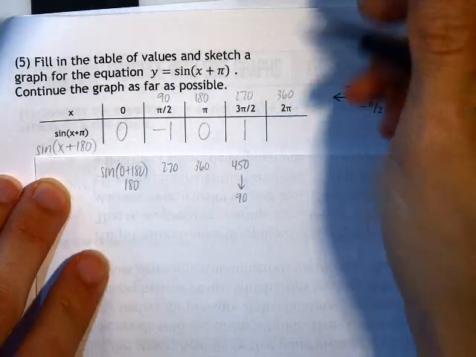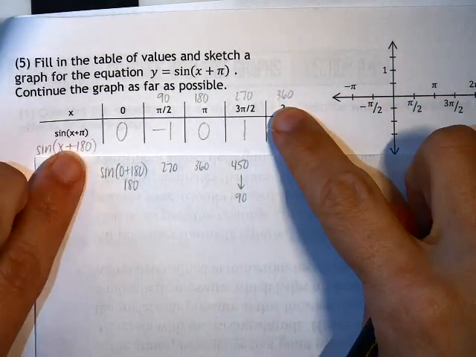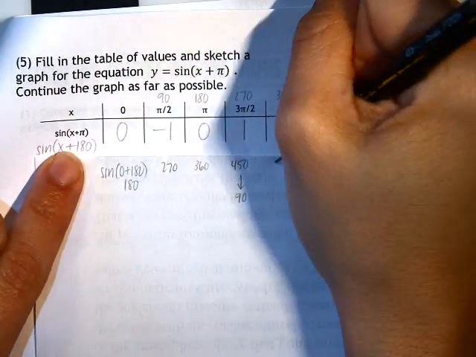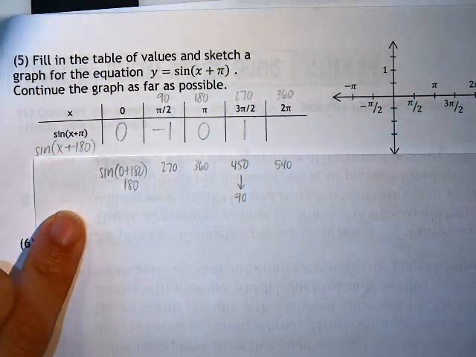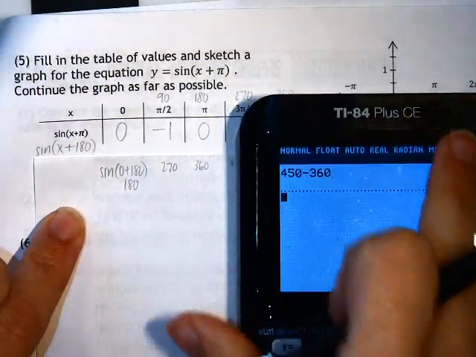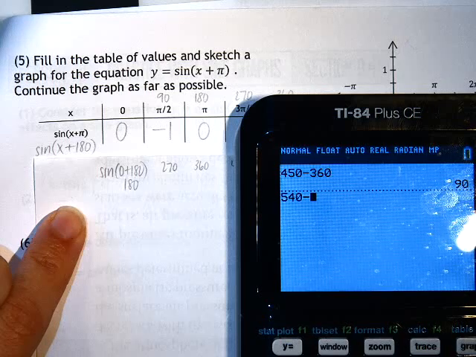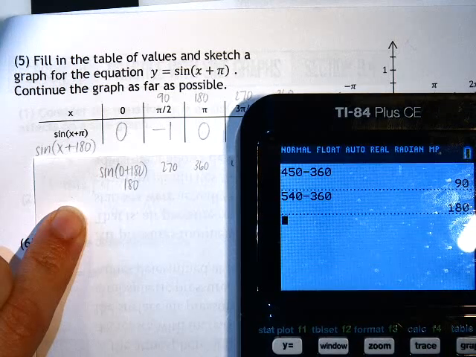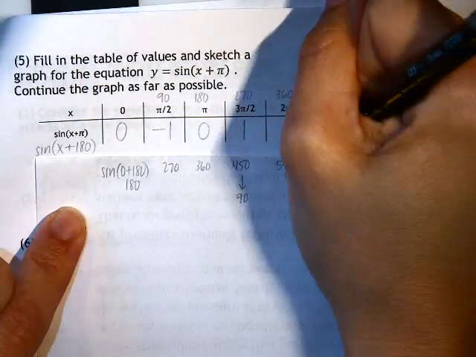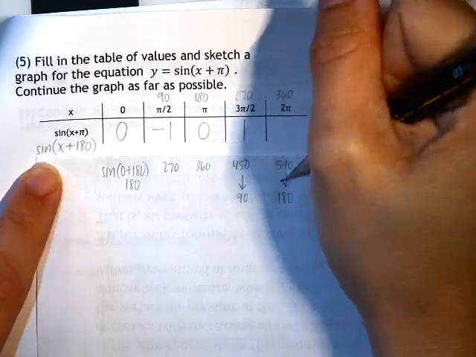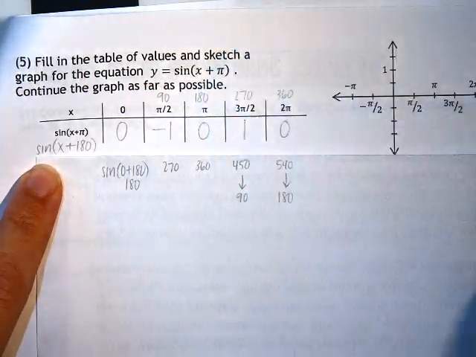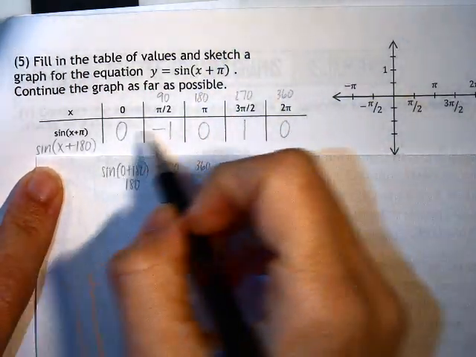The last one, 360. 360 plus 180 is going to be 540. Again, coterminal, because that's a little bit too big. 540 minus 360 is going to be 180. 180 is a value on the circle that I recognize. Sine 180 is going to be 0. I'm not surprised to see these numbers.